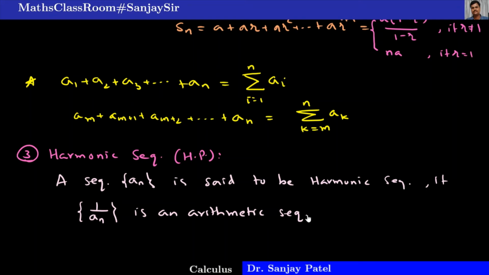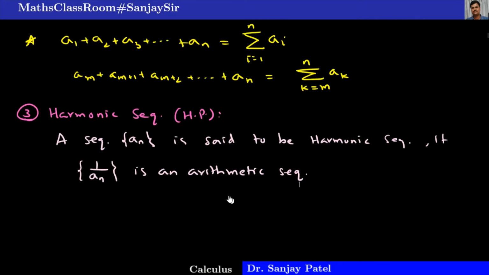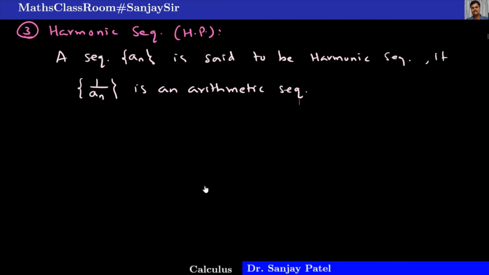Here you note that for a harmonic sequence we need all the terms to be non-zero. There should not be any zero term in the given sequence, otherwise the reciprocal is not defined. So all the terms of a harmonic sequence are non-zero. Okay, so that is important.